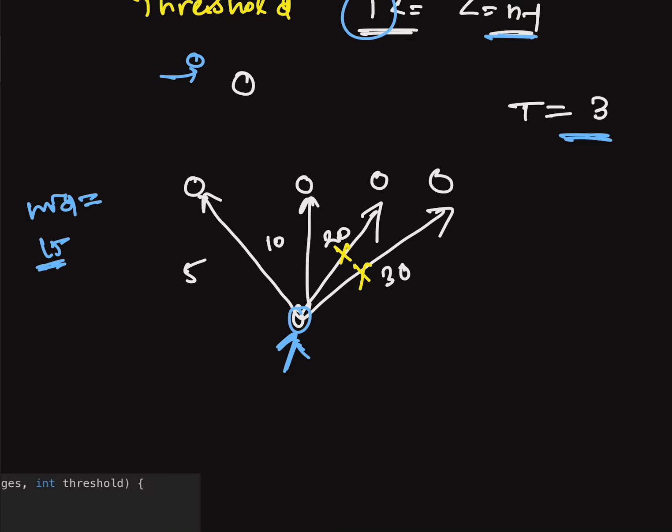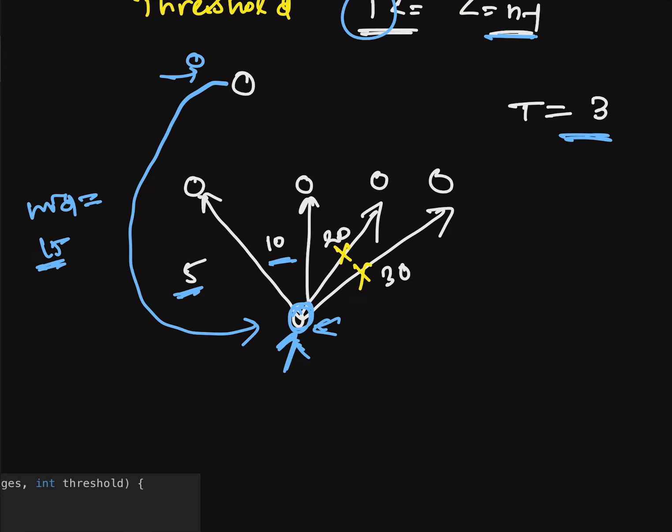Now these two edges will be eliminated. Now I am doing the visitation on this resultant graph. Somehow I will check that this node is reachable. I can reach from 0 to this node somehow. Okay, I can reach it, so I have set this to true. True means I am able to reach this node.